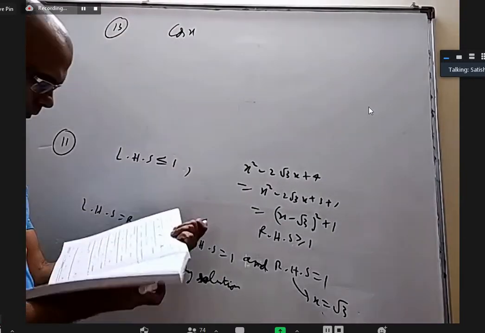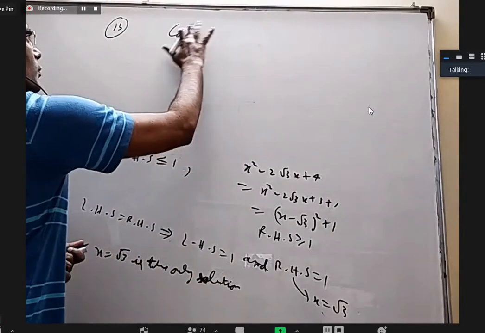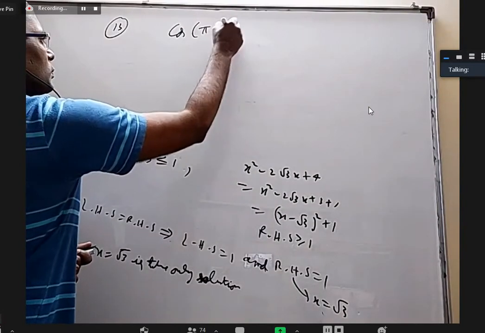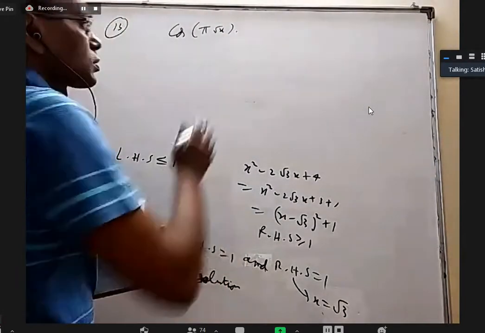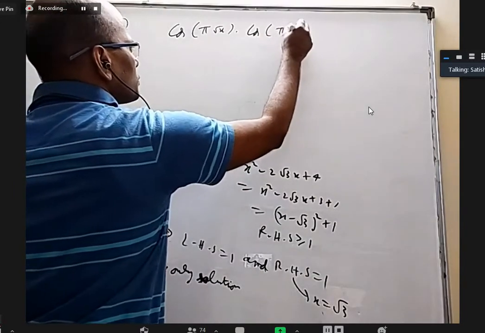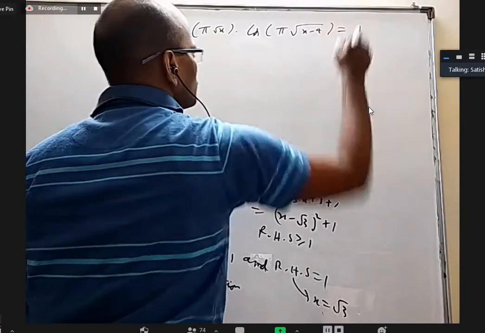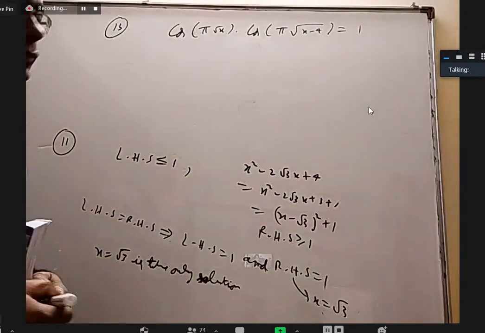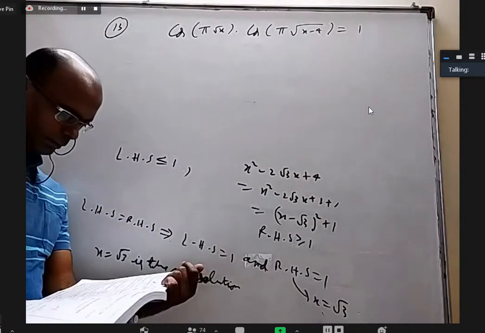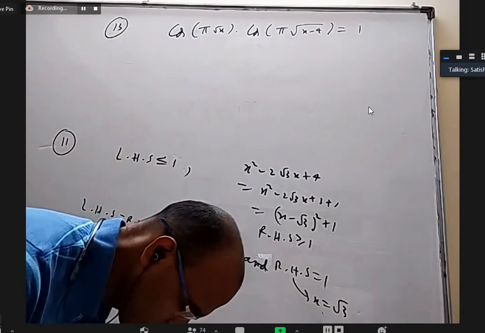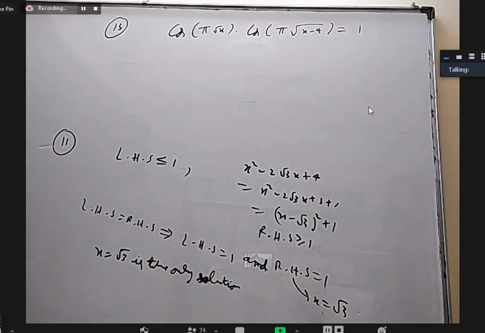cos pi root x into cos of pi root x minus 4 equal to 1. We have to find the number of solutions. One solution is x equal to 4, sir. Yes, somebody said something. x equal to 4 is one solution, okay.